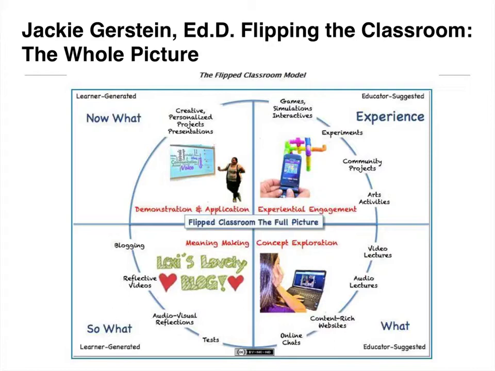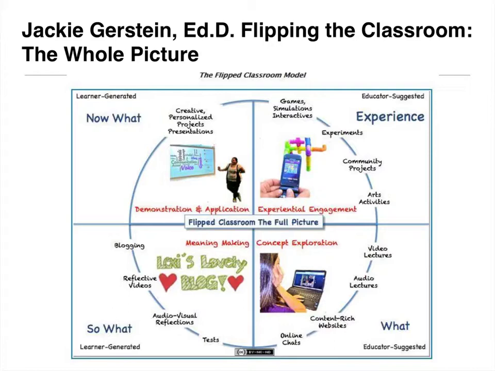Now, Jackie Gerstein came up with this model of flipping the classroom. She calls it the whole picture. I believe this is absolutely fabulous. Her cycle begins with the bottom right quadrant. This is where you create and post your video lectures, audio lectures, websites. You do your online chats, for example, with Google Hangouts. The cycle continues with blogging, reflective videos, audio-visual reflections, and of course tests.